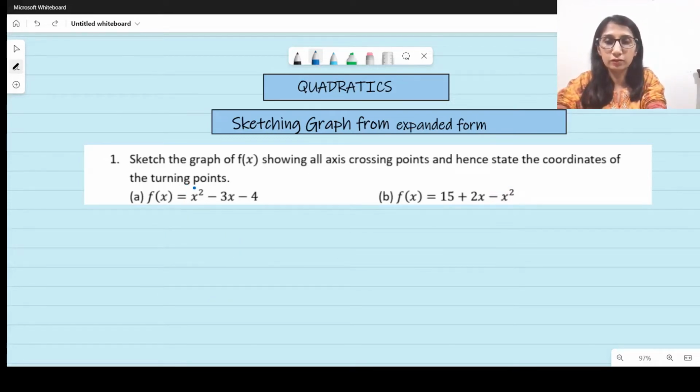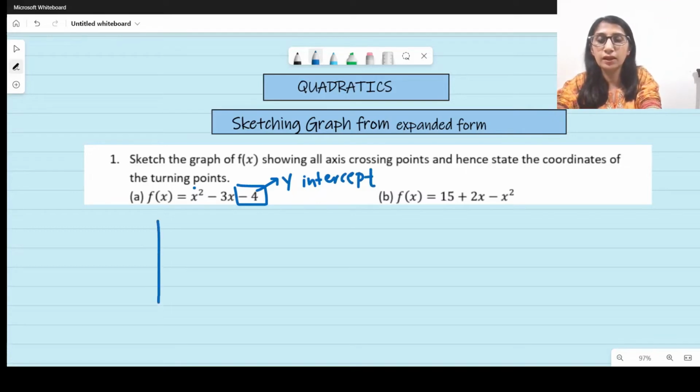Okay, now this value here gives the y-intercept. The constant in the expanded form is always the y-intercept, that is where the graph cuts the y-axis. So here the graph will pass through minus 4.